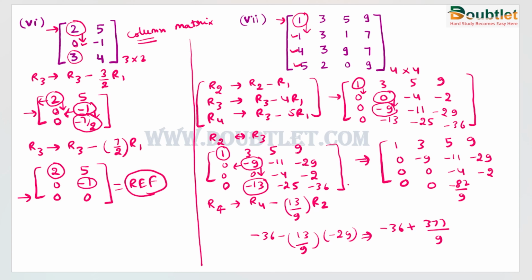So this will become 324. So 377 minus 324, this is 53 divided by 9. So this is 53 divided by 9. There is somewhat complex calculation, but you can solve this. This will become 53 divided by 9. So we can close this matrix here.